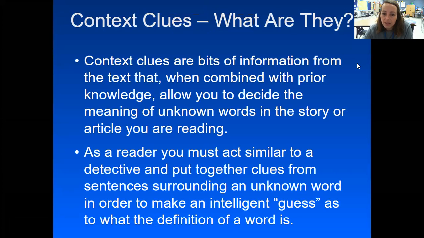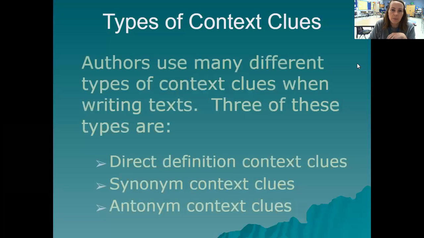So as a reader, you must act similar to a detective and put together those clues from the sentences surrounding an unknown word in order to make an intelligent guess as to what the definition of a word is. We also call that making an inference. When we take clues from the text and we put those together with our background knowledge or our schema, things that we already know, to help us make a good guess as to what that word means, okay?